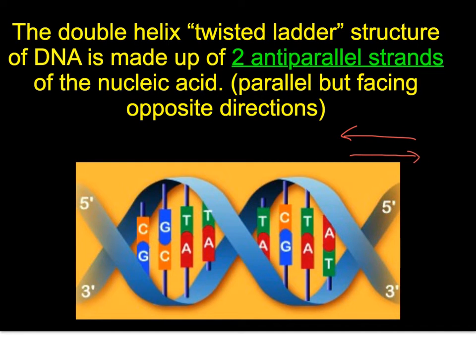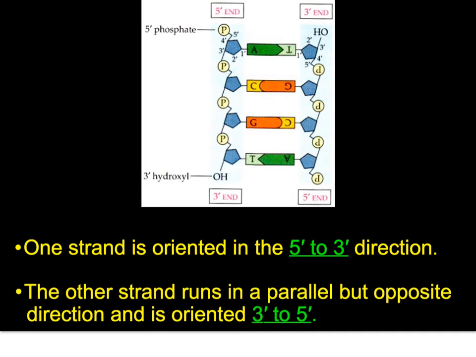If you look here in this picture, you see the sugar phosphate backbone, which they're just showing as a ribbon. On one strand it's going from 5' over here to 3' over there, while the other strand is going in the exact opposite direction. The 5' end is here, the 3' end is there. Which is what your notes say here, that one strand is oriented from 5' to 3', while the other one is oriented from 3' to 5'. So they're parallel but running in opposite directions.